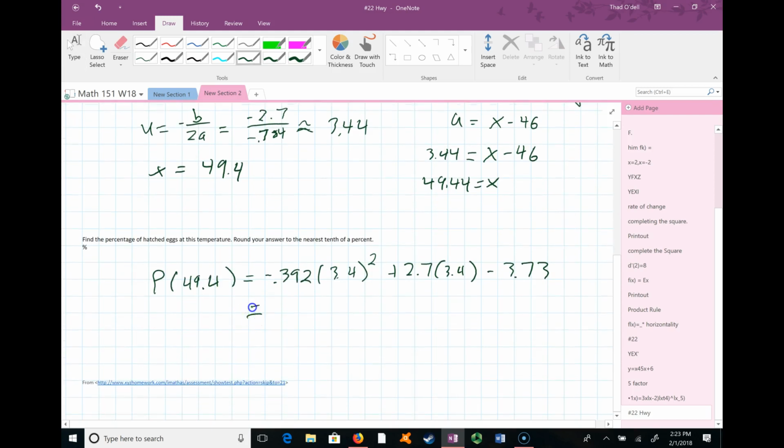When I calculate that all out, I end up with 0.918. That's the decimal equivalent, so I have to convert that to a percentage. So the answer I put in would be 91.8%.